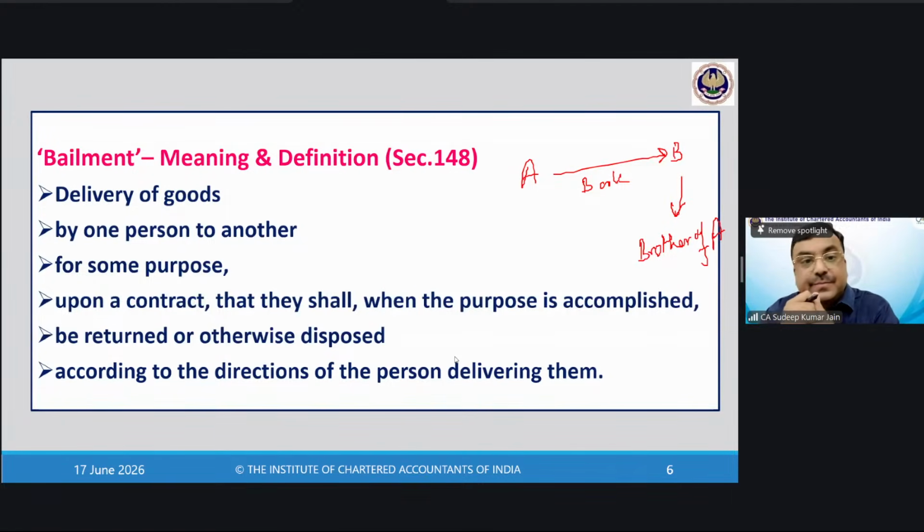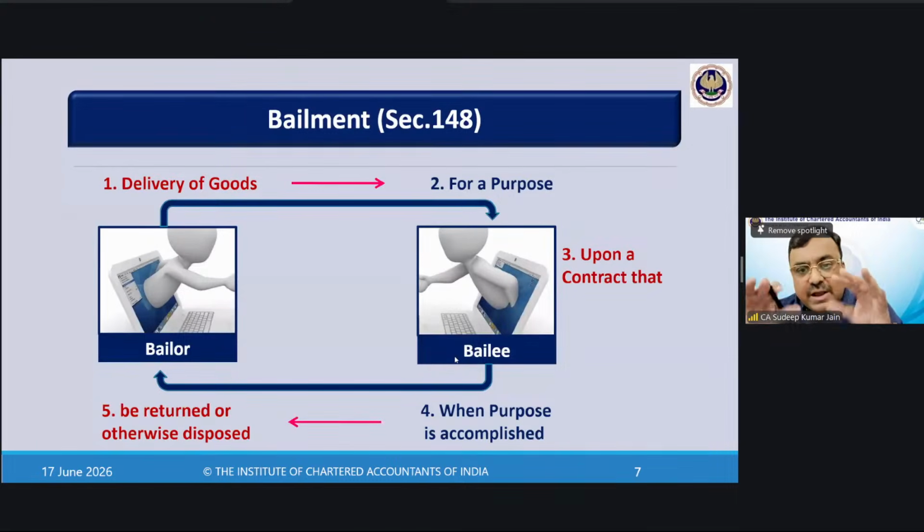Bailment meaning and definition, Section 148: delivery of goods by one person to another for some purpose upon a contract, that they shall, when the purpose is accomplished, be returned or otherwise disposed of according to the direction of the person delivering them. So I made the summary for Section 148: delivery of goods by one person to another person for some purpose upon a contract; when the purpose is accomplished, the goods must be returned to the person who has delivered them.